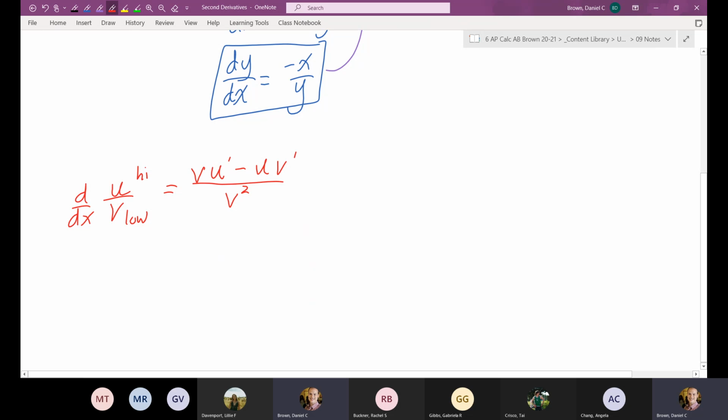Low d high less high d low, da da da da da. Then draw the line, and down below the bottom squared will go.